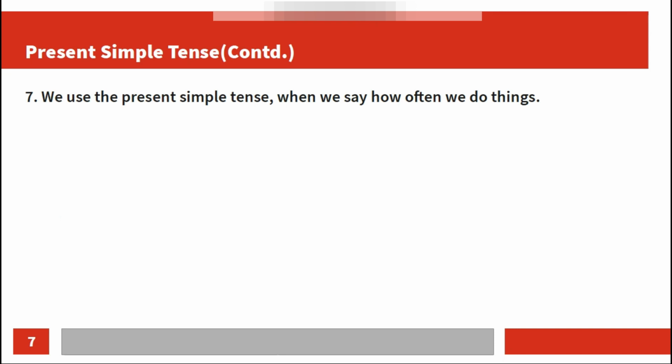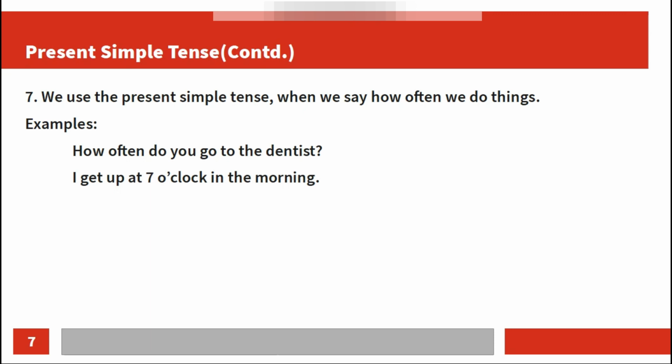We use the present simple tense when we say how often we do things. How often do you go to the dentist? I get up at 7 o'clock in the morning. In summer, Nina usually plays tennis twice a week.